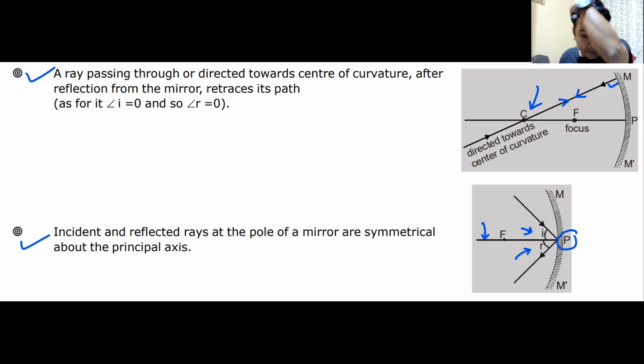Everything here is of prime importance because they might give you a simple ray diagram and ask what is the final result. They might give you a ray diagram as a question and ask what is the correct answer for that. Do you understand? Questions can be made in different ways. So draw the ray diagram. Yes, sir.